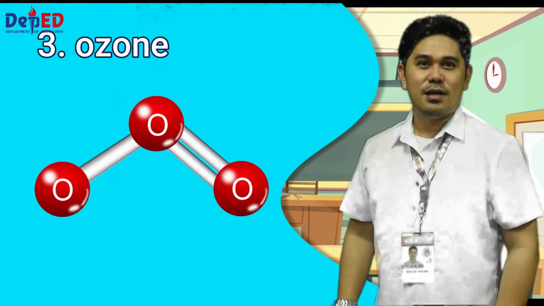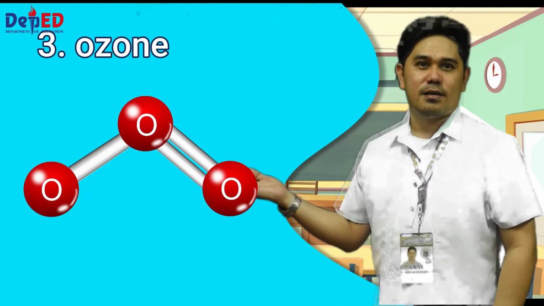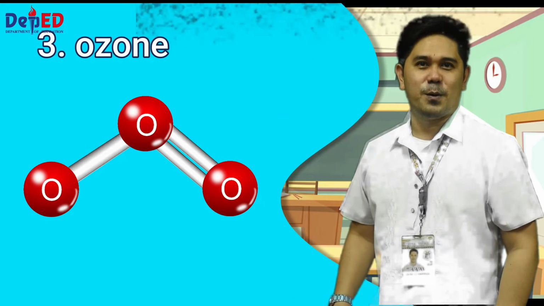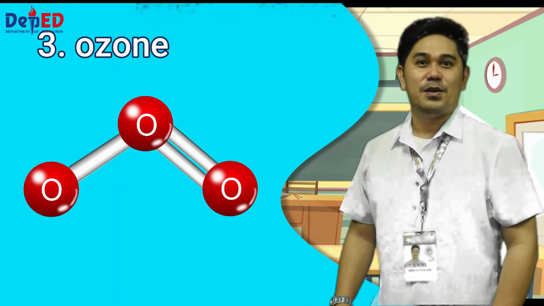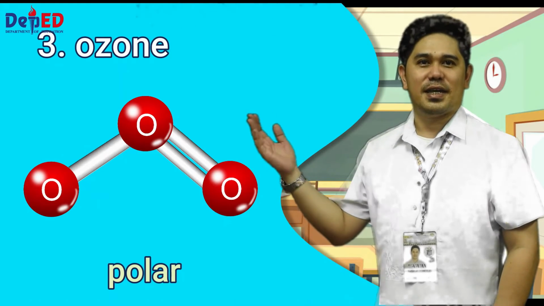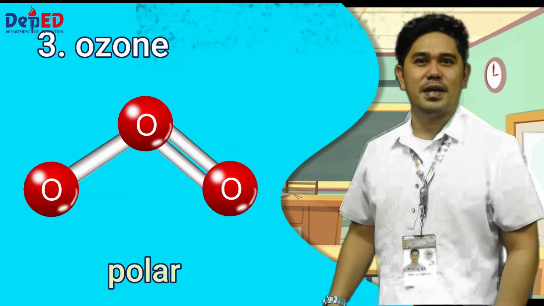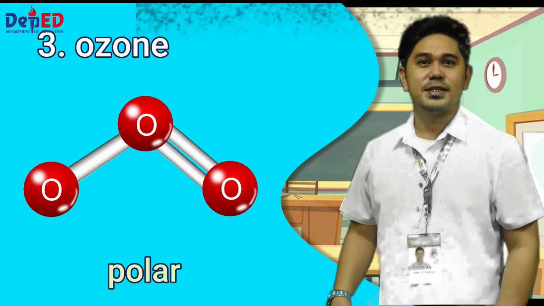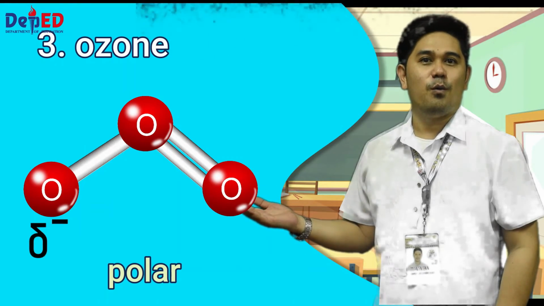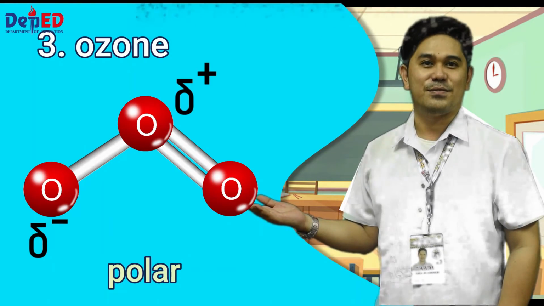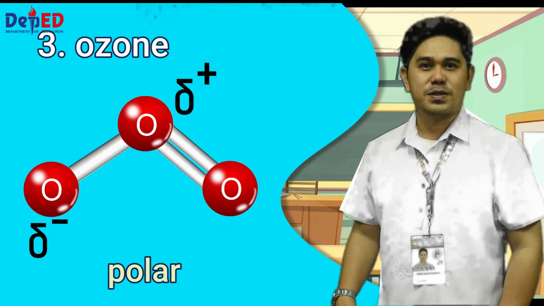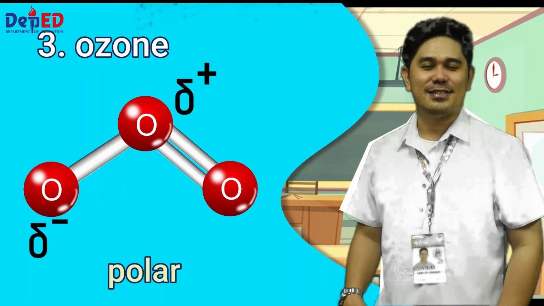Number 3. Ozone, or O3. Is it polar or nonpolar? You're correct. Looking at its structure, ozone has a dipole moment. This side is partially negative, while this side is partially positive. Therefore, ozone is a polar molecule.